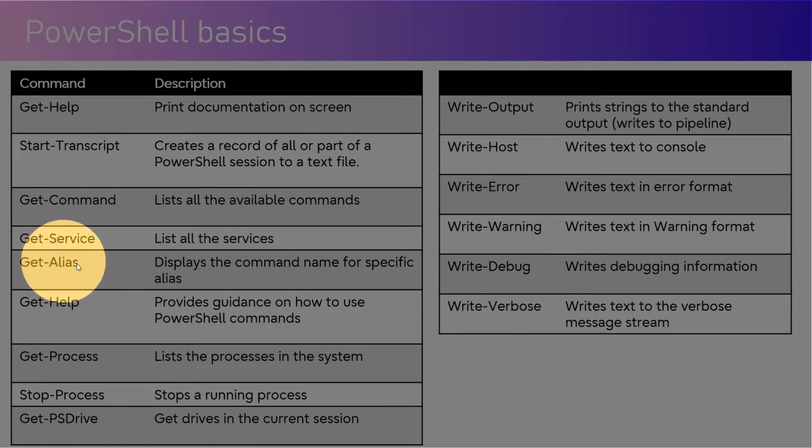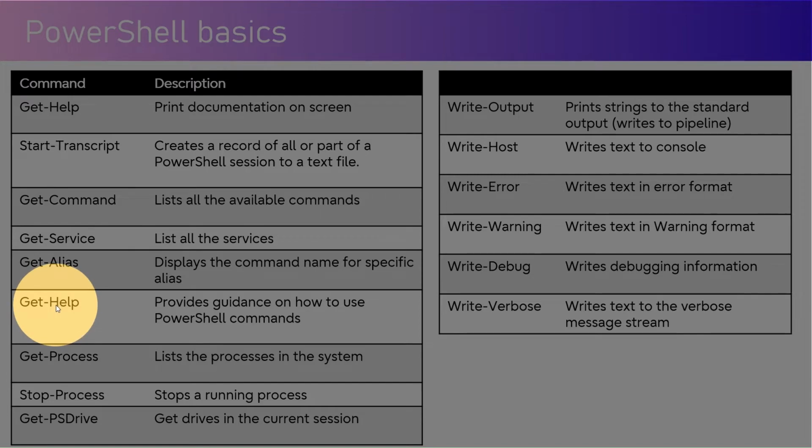Get-Alias displays the command name for a specific alias. Now, an alias is basically another representation for your command, so I'd say it's kind of a short form for the command. I'll go through this Get-Alias command in my upcoming videos, but I'll just touch the surface of Get-Alias within this video.